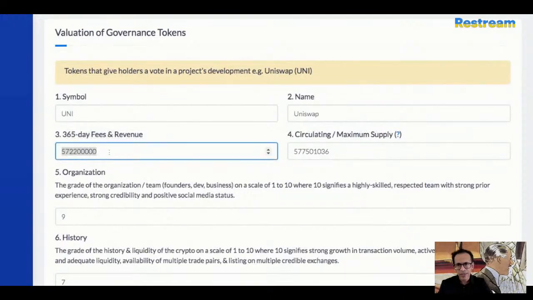So here I've entered this. You have to be very careful when you enter it. Don't get the number of zeros wrong. Just remember, billion is a 10-digit figure. So this is 572 million, so it's going to be a 9-digit figure. We just need to check that and make sure.